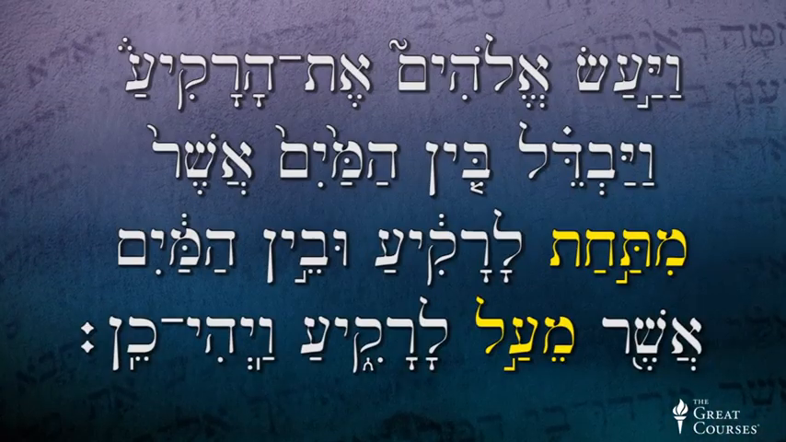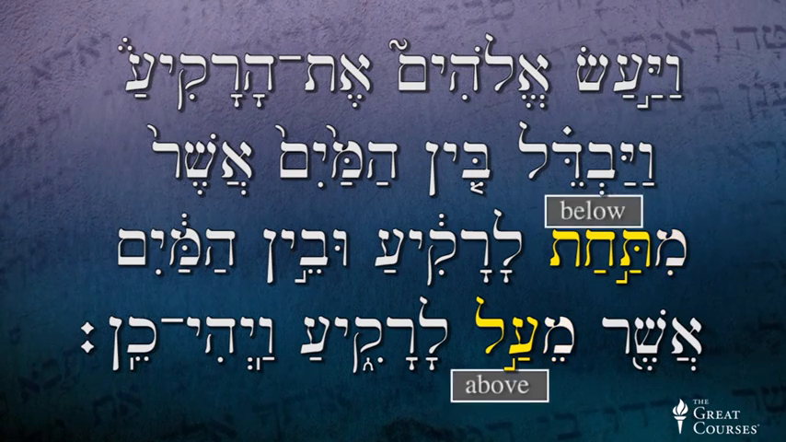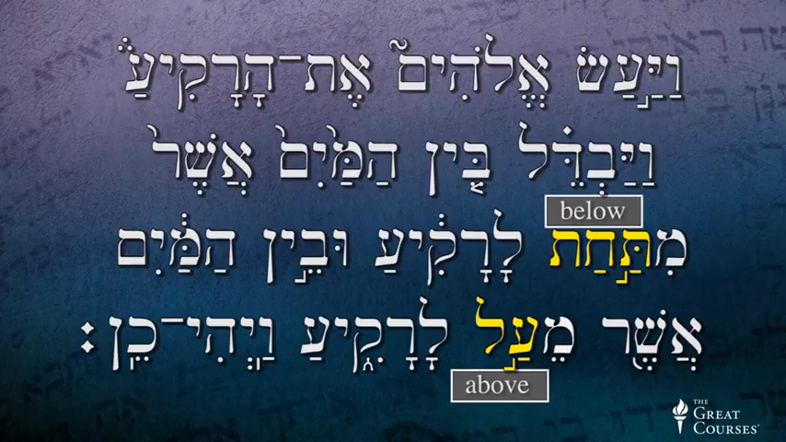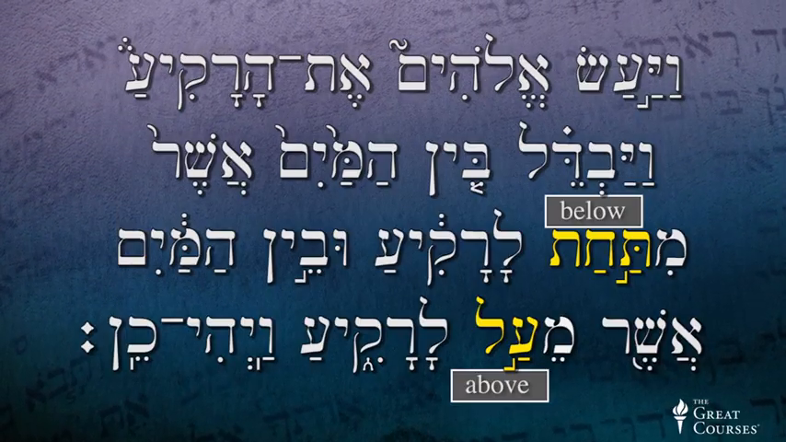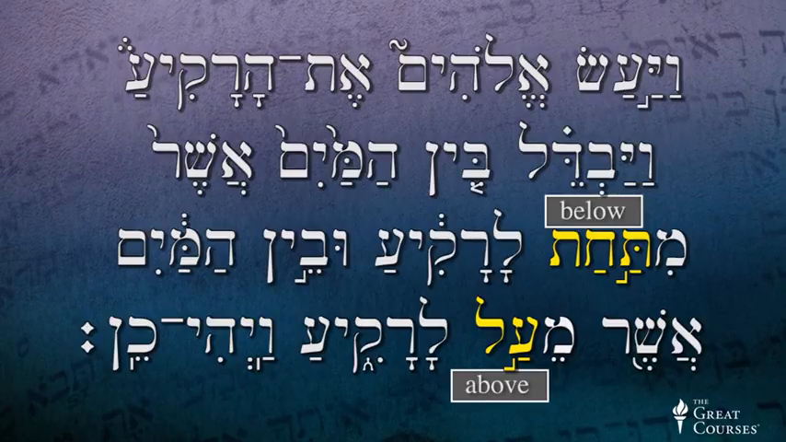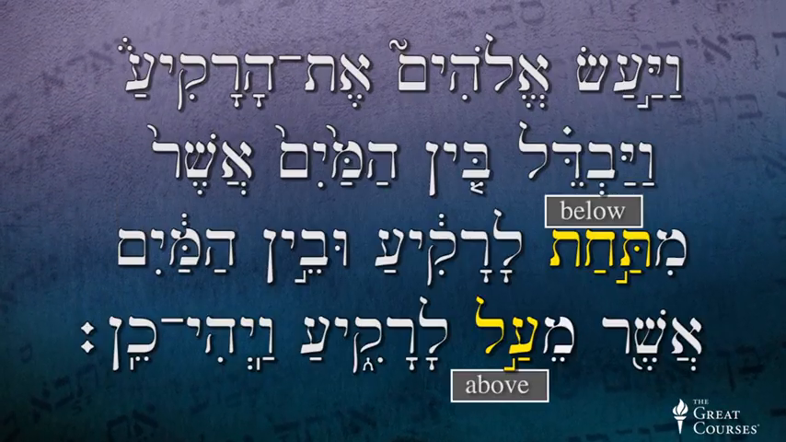We're back, and here's where min appears. Mitachat and me'al. Al above, tachat below. And me'al and mitachat doesn't change that. Min added to other prepositions sometimes means from. Mostly it's just a quirk of the Hebrew language.